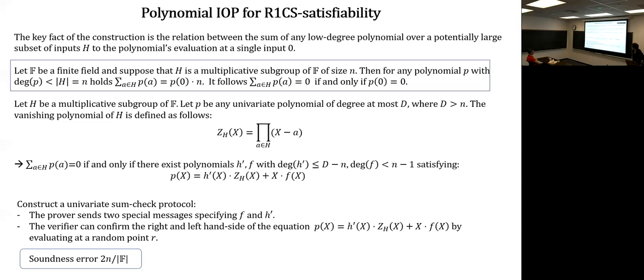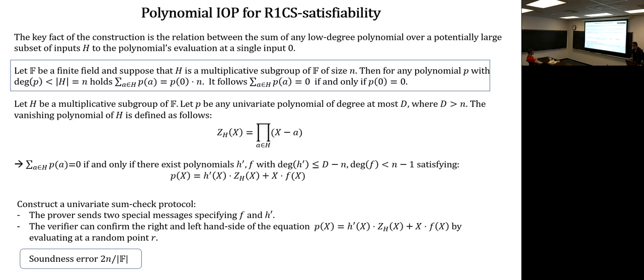The key fact of the construction is the relation between the sum of any low degree polynomial over a potentially large subset of inputs H to the polynomial's evaluation at a single point, zero. Basically, if you are given a finite field F, and we suppose that H is a multiplicative subgroup of that finite field F of size n, then for any polynomial P the following relation holds: the sum of P(a) over a in H is equal to P(0) times n. Of course, it follows that the sum of P(a) is equal to zero only if P(0) is equal to zero.